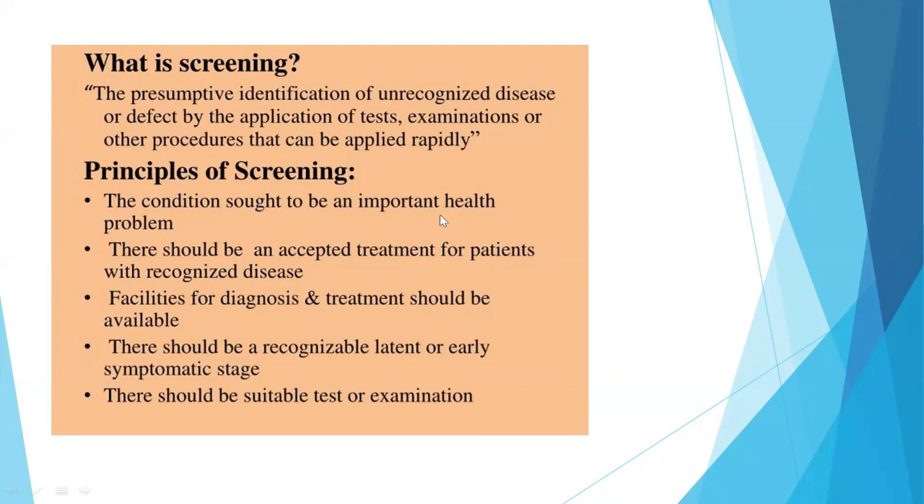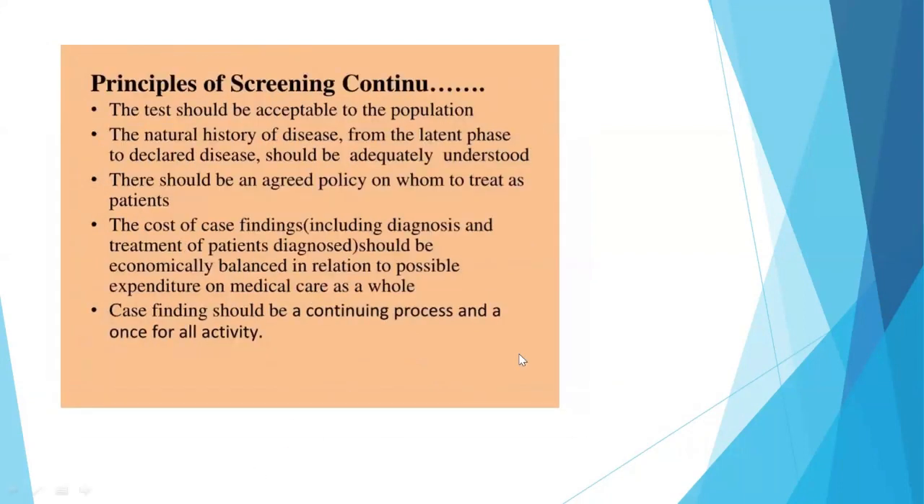The condition sought should be an important health problem. There should be an accepted treatment for patients with recognized disease. Facilities for diagnosis and treatment should be available for that disease. There should be a recognizable latent or early symptomatic stage for that disease, and there should be a suitable test or examination to identify or diagnose the disease, and the test should be acceptable to the population. You cannot go on to screen the whole population with some intensive test. You cannot go on collecting the cervical samples or the urethral samples of the whole of the population.